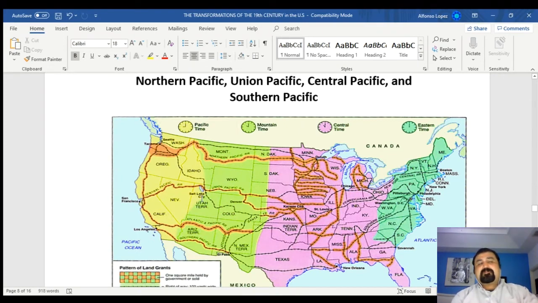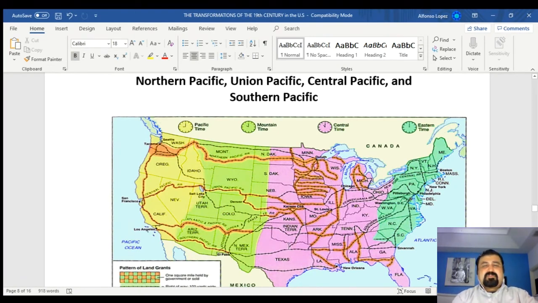Actually, in 1867, the Union and the Central Pacific are going to join their rail lines in the territory of Utah. Okay. So again, I'll just explain that more in depth in just a few moments.